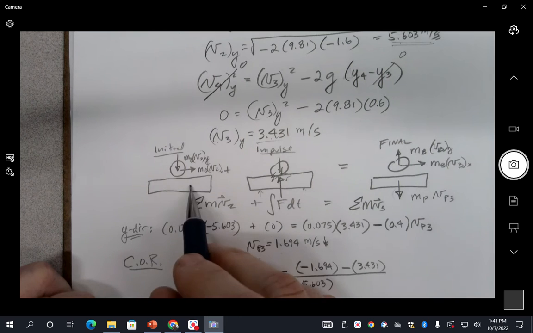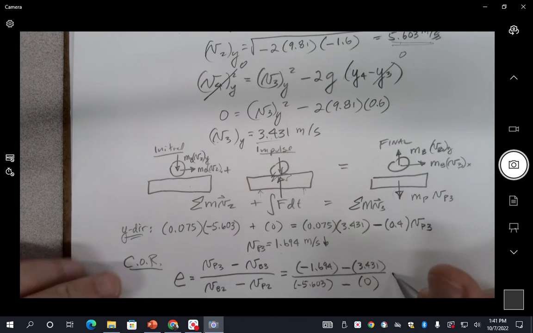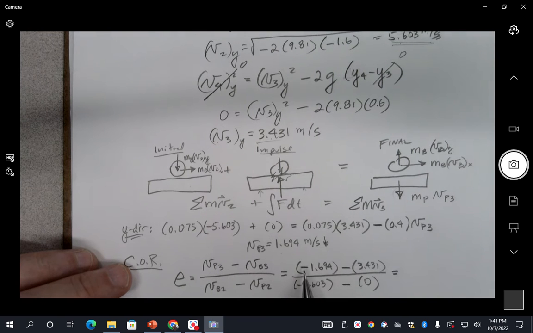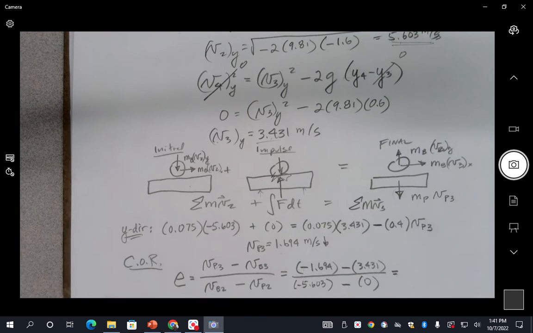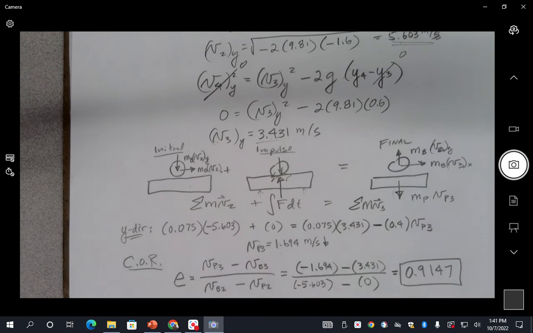And then this plate's not doing anything, so the velocity of the plate at 2 is 0. So you see we have negative and negative, so that's going to be a negative number on top, but we have a negative number on the bottom. Okay, the coefficient of restitution should never be a negative value. And we get 0.9147, and it should always be a number that's less than 1.